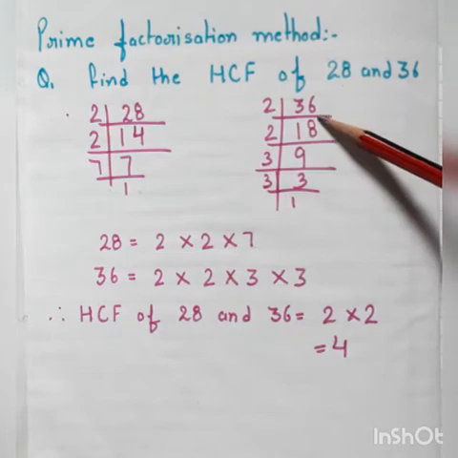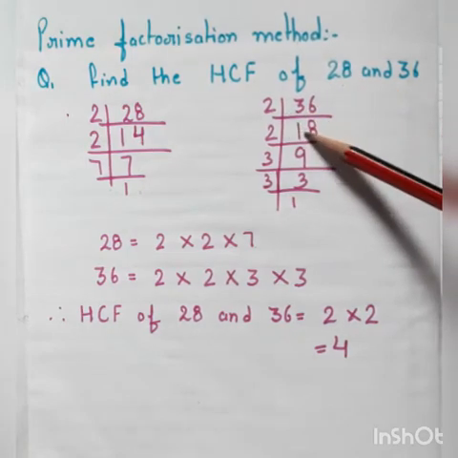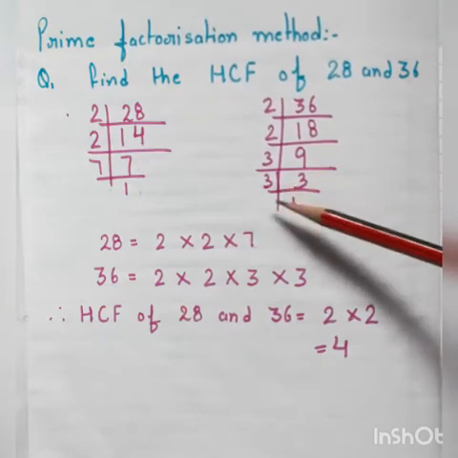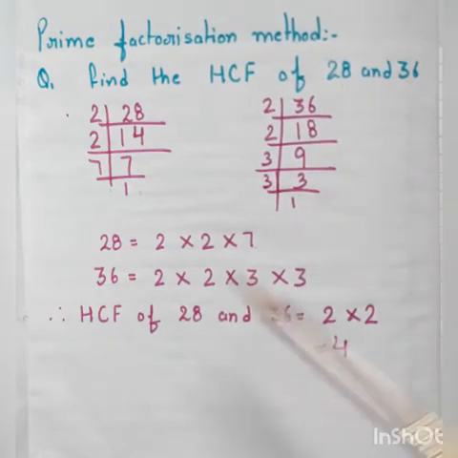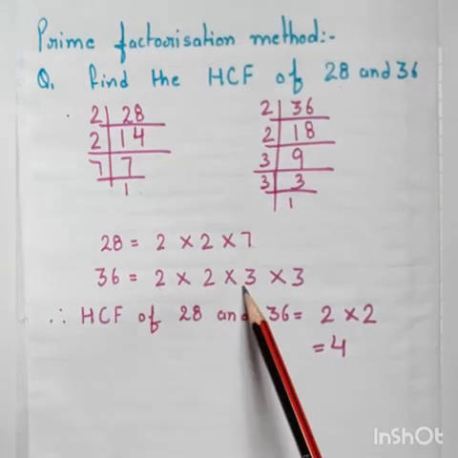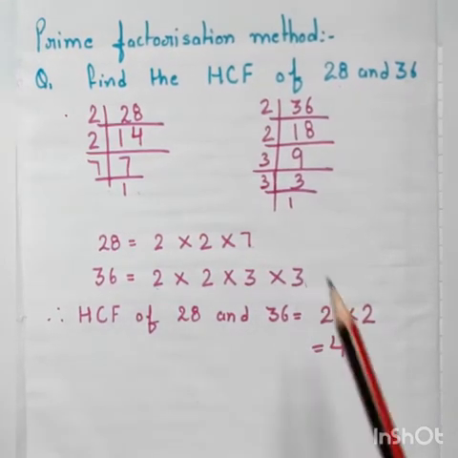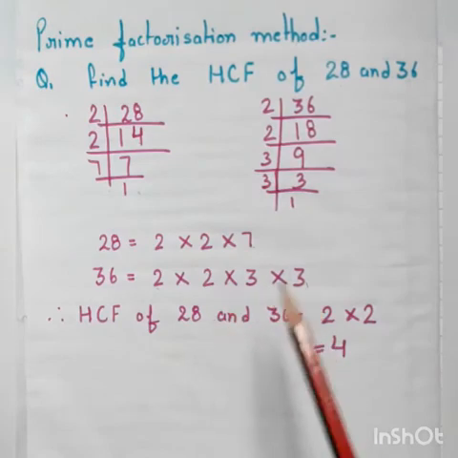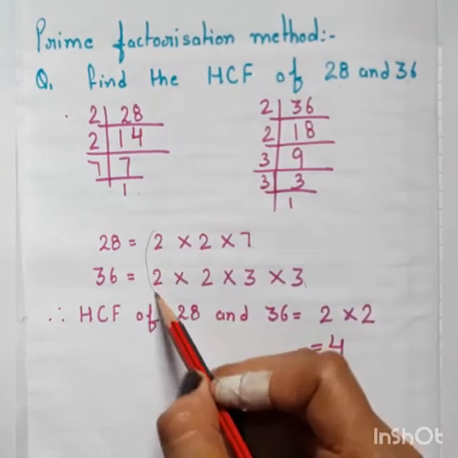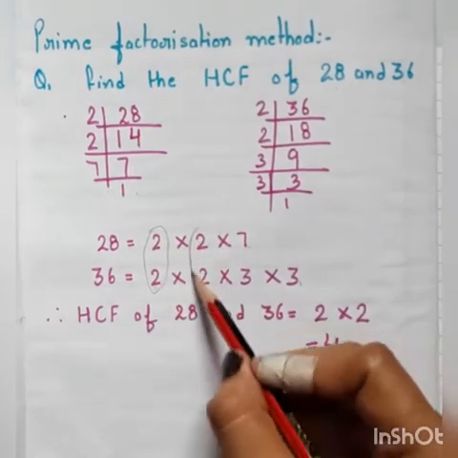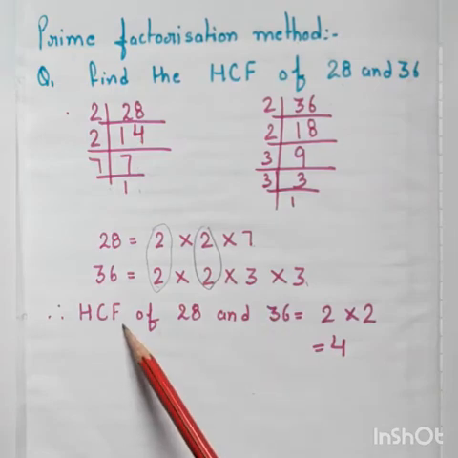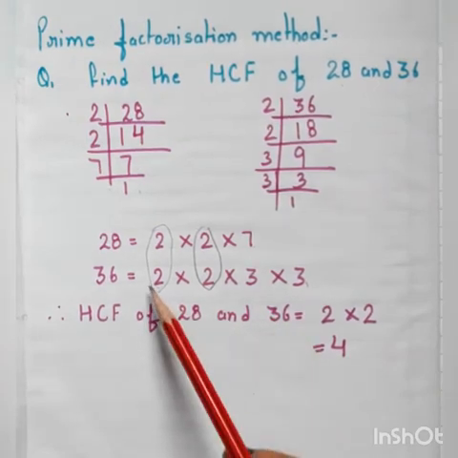So the prime factors of 28 are 2 into 2 into 7. Now the prime factorization of 36: 2 18s are 36, 2 9s are 18, 3 3s are 9, and 3 1s are 3. So the prime factorization of 36 is 2 into 2 into 3 into 3. As I told you, HCF is the greatest common factor. You can see the common factor here, 2, again here 2. How many times are we getting 2? 2 times.